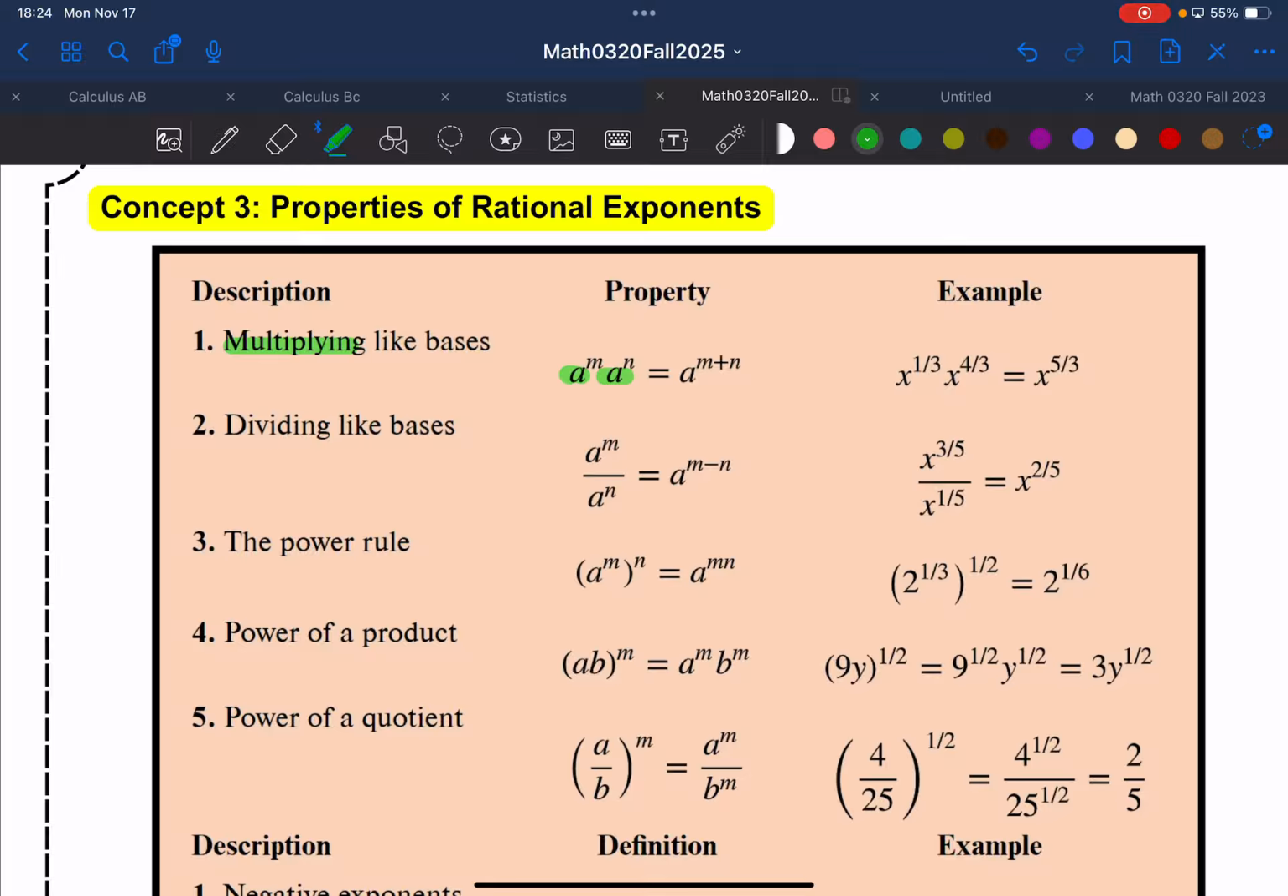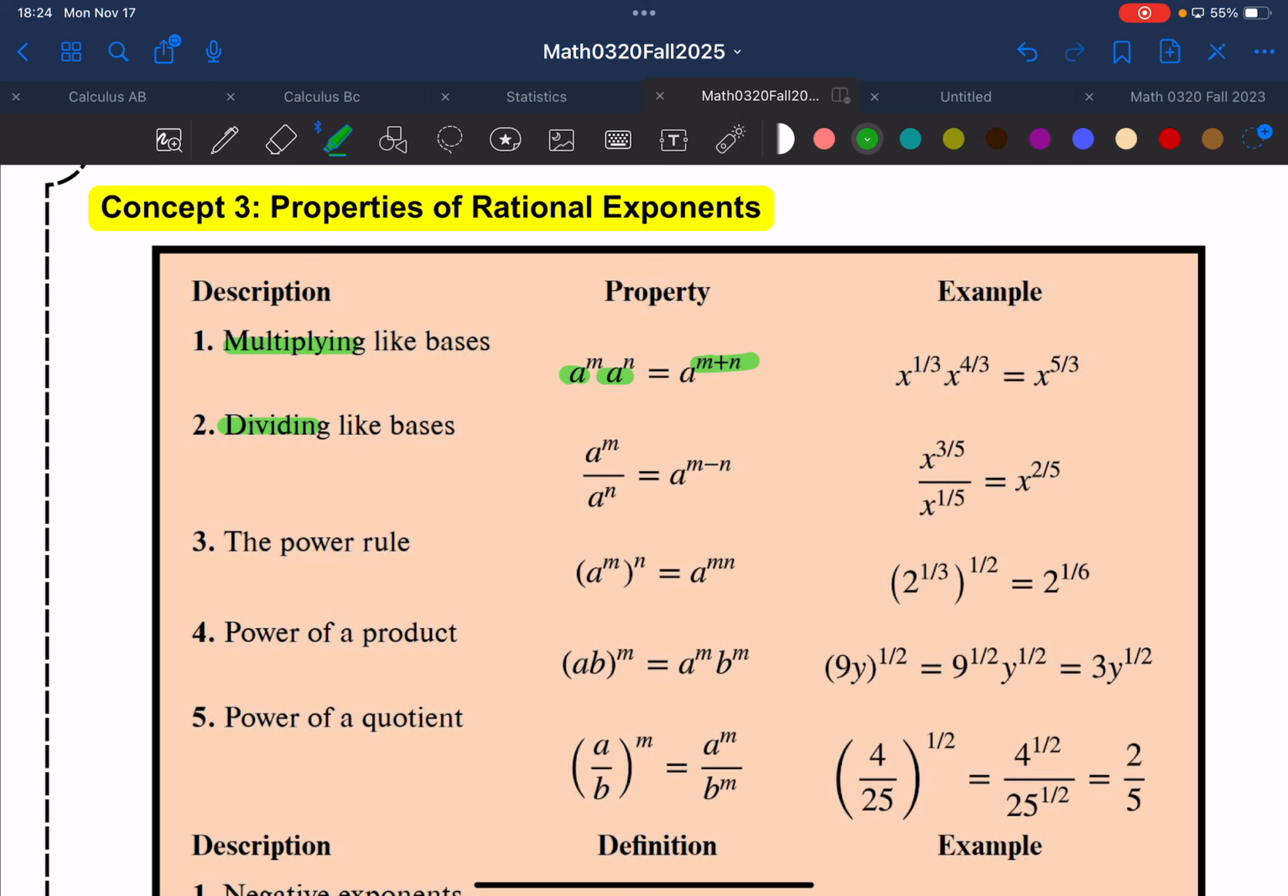If the bases are the same, we add the exponents. They give this example over here. We have x to the 1/3 and x to the 4/3. Both the x's are the same, so we add 1/3 plus 4/3 and get x to the 5/3. So multiplying, we add the exponents.